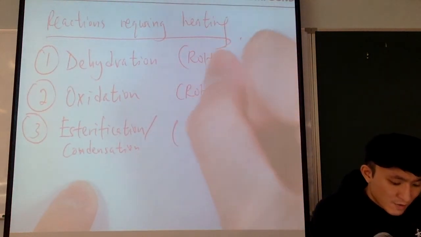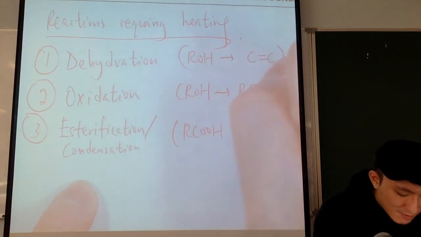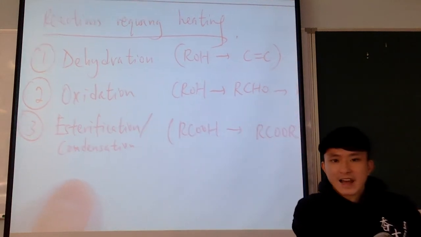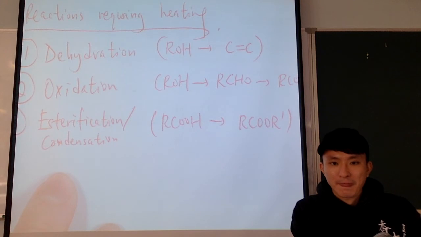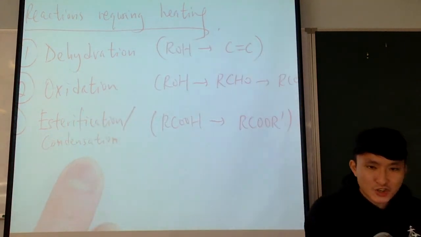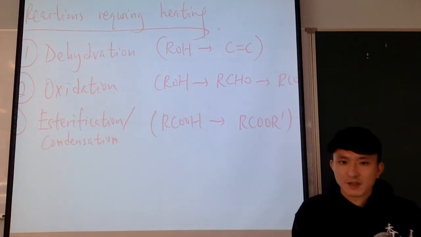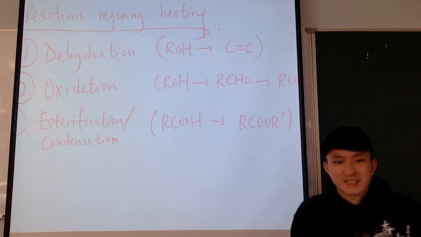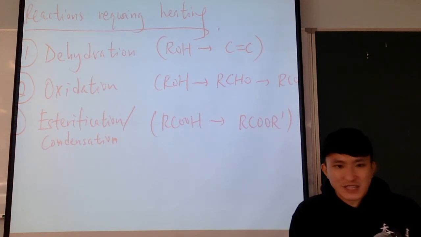So of course it will be carboxylic acid becoming an ester. Okay? It is also applicable because of condensation. It is also applicable to the formation of amide. But for the formation of amide, you can use PCl3 followed by NH3. In that case, you don't have to heat it. So that's why I try to focus on the esterification.